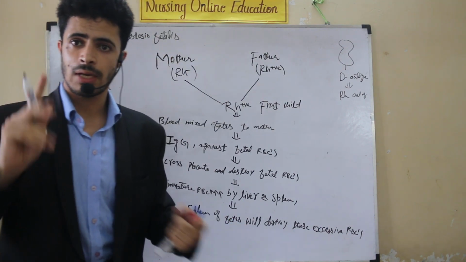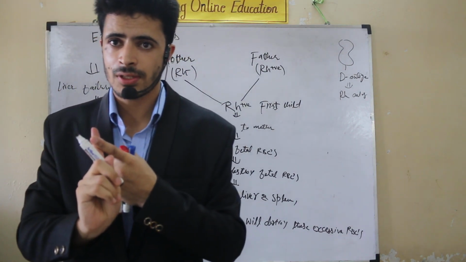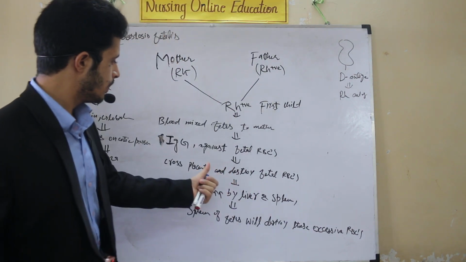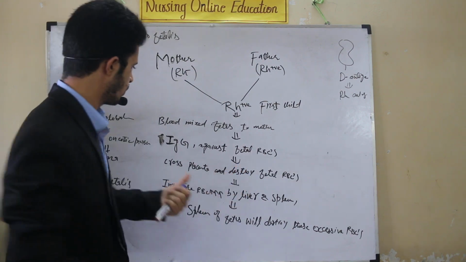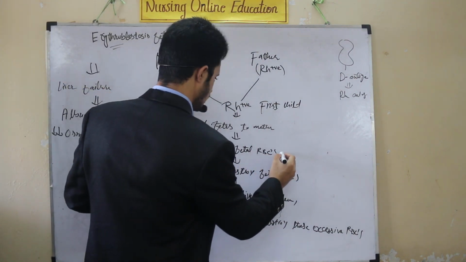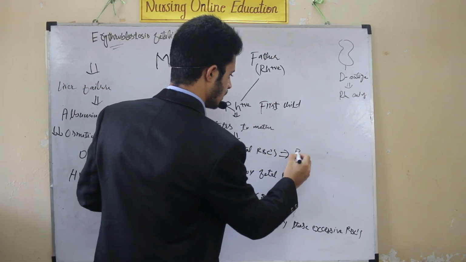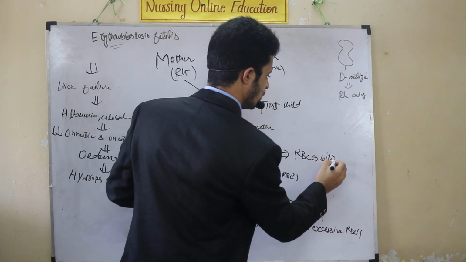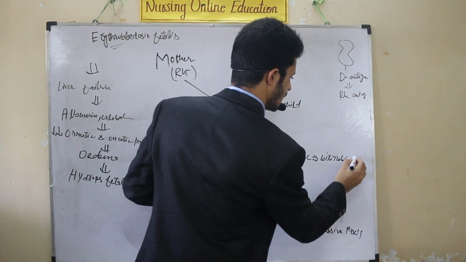So three things will happen. There will be anemia in the fetus, a mild complication. Then there will be hyperbilirubinemia. Bilirubin will be produced more and more because more RBCs are produced. So RBCs will produce what? Bilirubin. So that bilirubin will increase in the fetus.